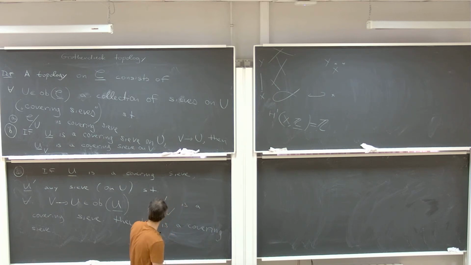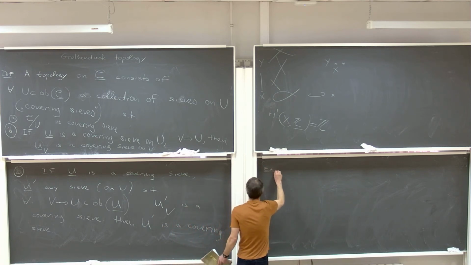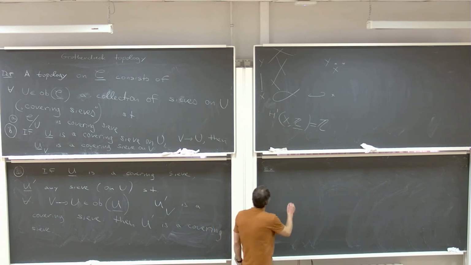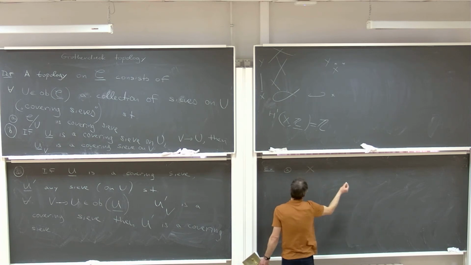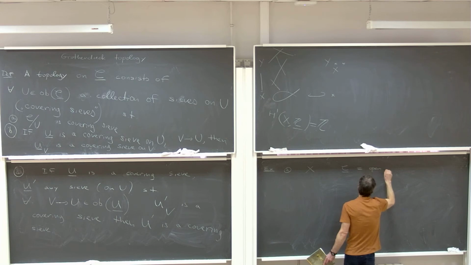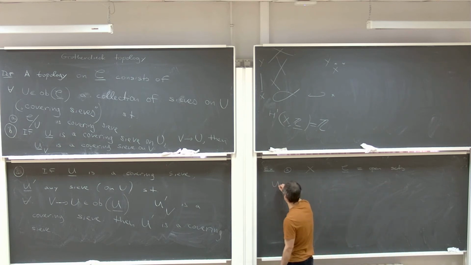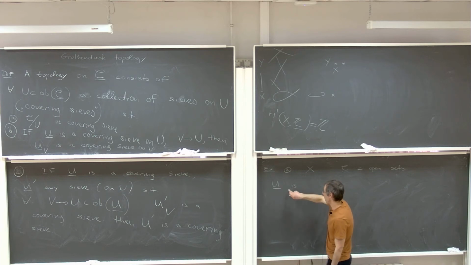So, we have topologies. Well, a very basic example: we can consider a topological space X, and our category is the open sets. Let's see. I want to define a topology on C. Suppose I have a sieve. So what does it mean that it's a covering sieve?